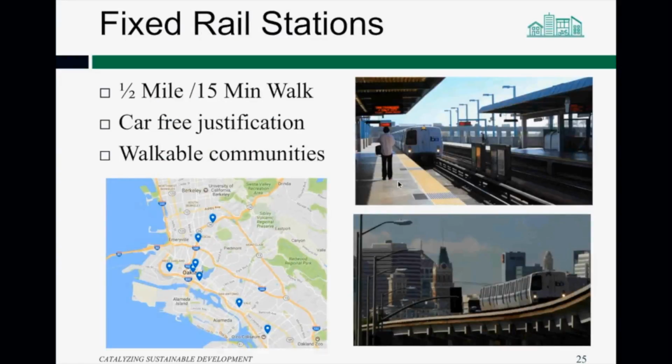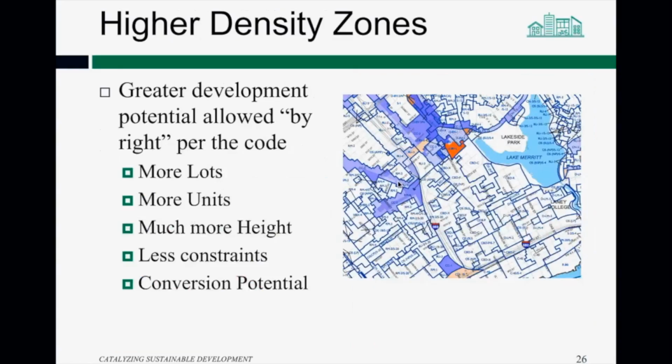As we've said, fixed rail stations are a no-brainer in our minds. If you can be within a half-mile radius of a transit station, that would be ideal. Again, this is to help contribute to the justification to go car-free and to promote walkable communities. So in our minds, walkable communities are really needed in these transit-oriented locations, so it not only serves the local community, but also serves the regional environment as well.